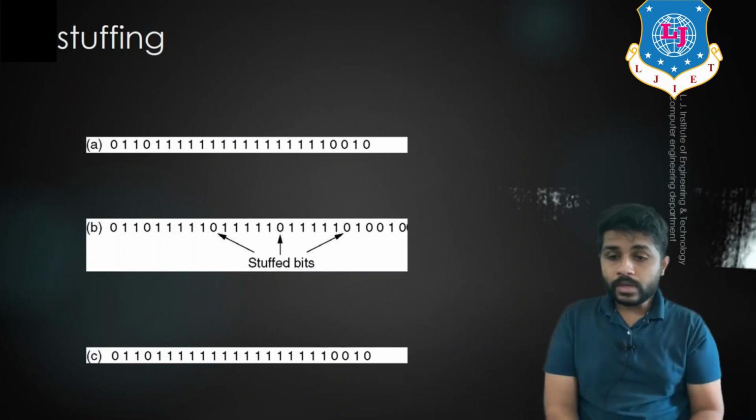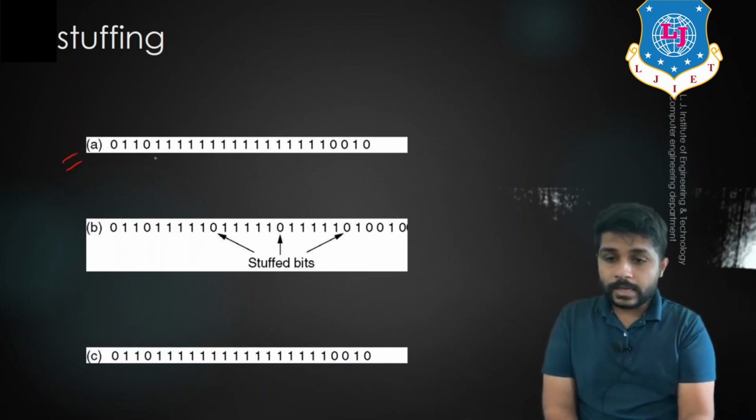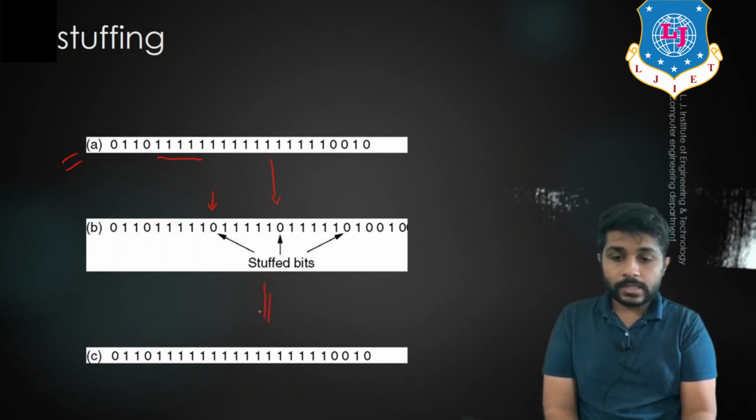So you can see that this is the data which is sent by the sender. Now you can see that there are many places with 5 consecutive ones. So after 5 consecutive ones, the sender will stuff the 0. After 5 consecutive ones, the sender will stuff the 0. Okay, and this data will be sent to the receiver. When the receiver receives the data, it will remove the 0 after 5 consecutive 1s.